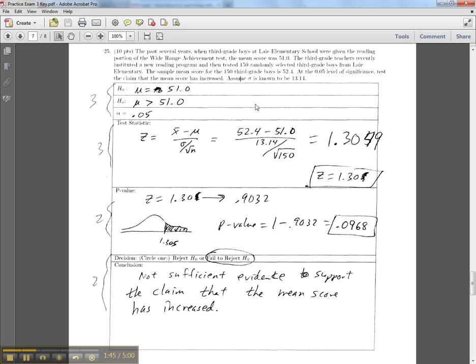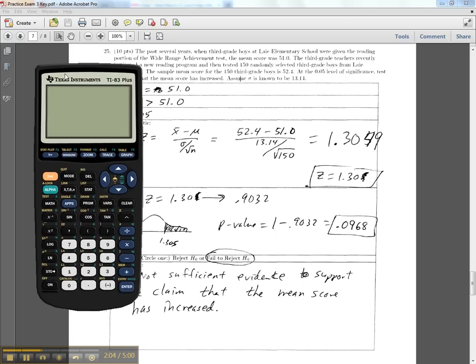The alpha level is 0.05 because it's right here, it's given to us. And if it wasn't given to us, remember that the default is always 0.05. All right, we can use the calculator because that's the fastest and easiest, or you can do it by hand. This is the formula for the z-test, but let's use the calculator just to save us some time.